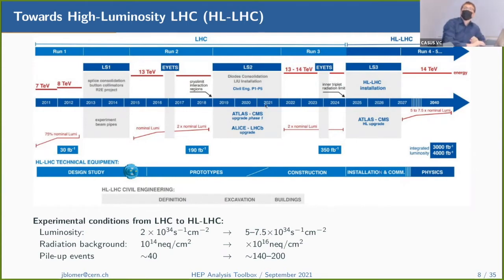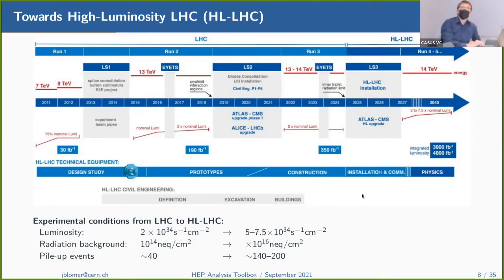And you see that the luminosity, and this is an interesting number, the integrated luminosity at the end of round three is at 350 inverse femtobarn. And this should go up to 3,000-4,000 inverse femtobarn. So factor of 10 more. Other experimental conditions change as well.